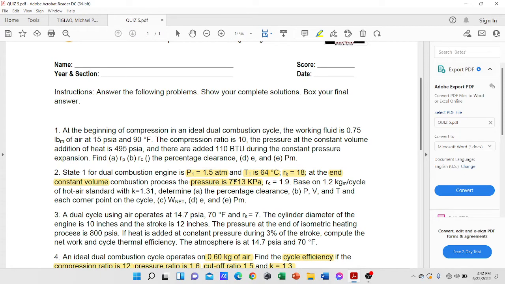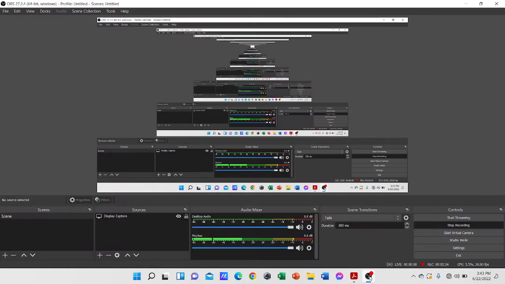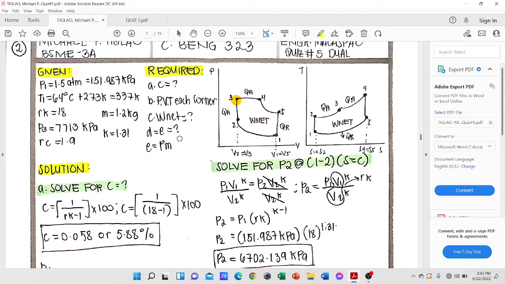So we have P3 of 7,713 kilopascal. Then the Rc given is 1.9. Then we have a mass of 1.2 kilogram. Then we have k of 1.31. So let's look at my solution. So here is my solution.